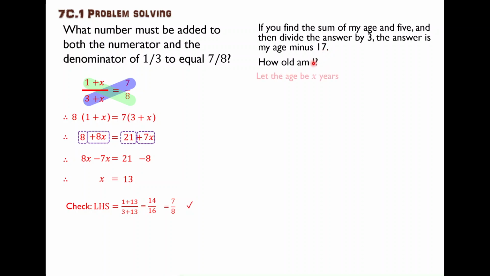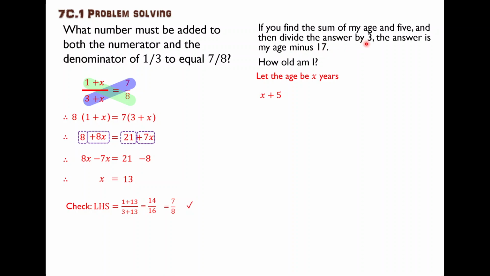How old am I? Because we're finding something out in a worded problem here, let's let my age be x years. So assume that I am x years old. Now, the sum of my age and 5 is my age plus 5. Sum means add together.